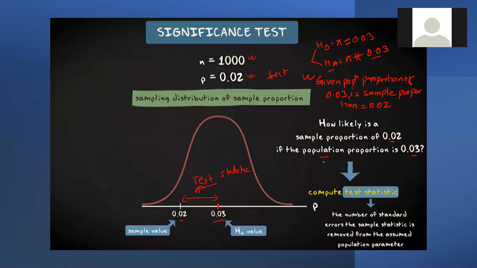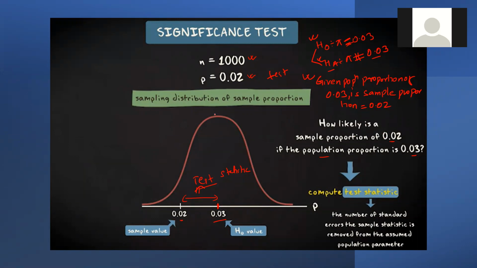So here what we need to do is, given a population parameter, population proportion, we always have a null and an alternative hypothesis. The null hypothesis is always equals, and the alternative will be not equals. Given a population proportion of 0.03, and your sample is 0.02, how likely is that? This is what we need to test.